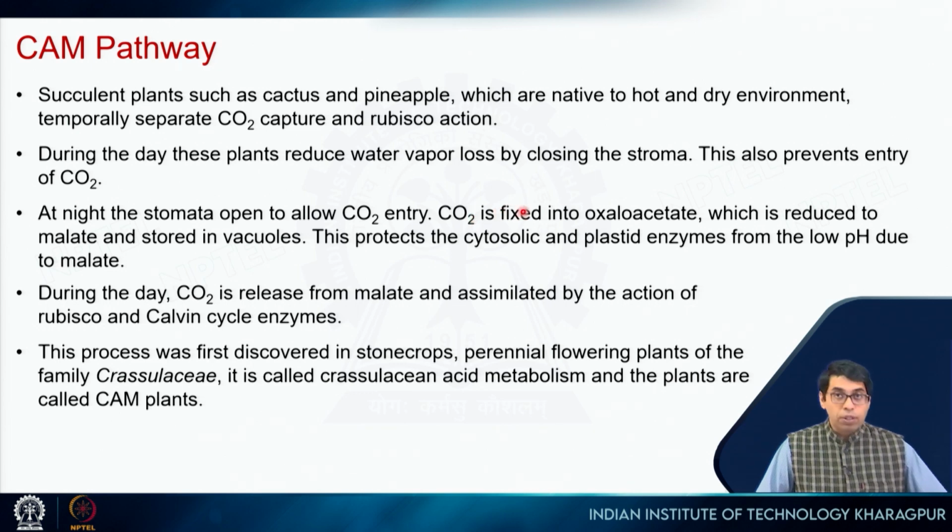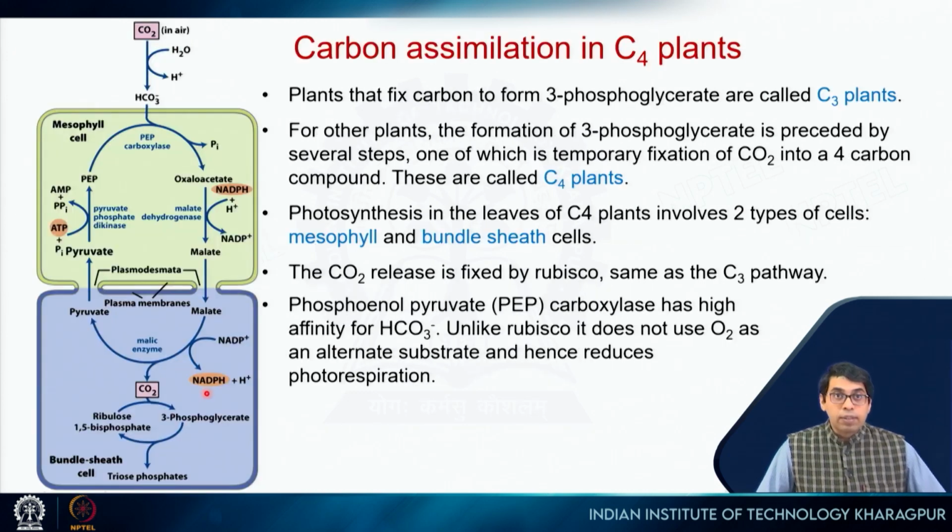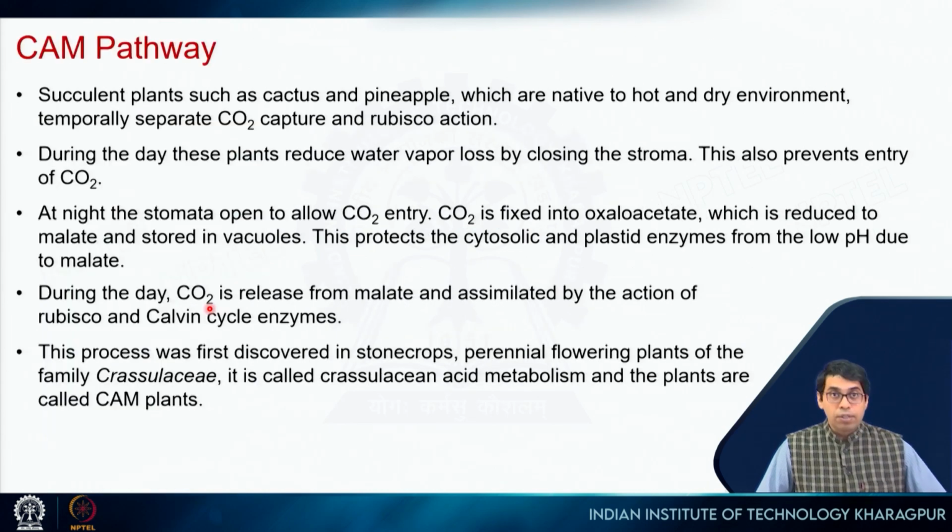Carbon dioxide is fixed into oxaloacetate, which is reduced to malate as we saw in the previous slide, and then this malate is stored in vacuoles. Okay. So, the malate is produced and it is not immediately used to release the carbon dioxide. So, this malate is stored in special organelles called vacuoles. Why store it in vacuoles?